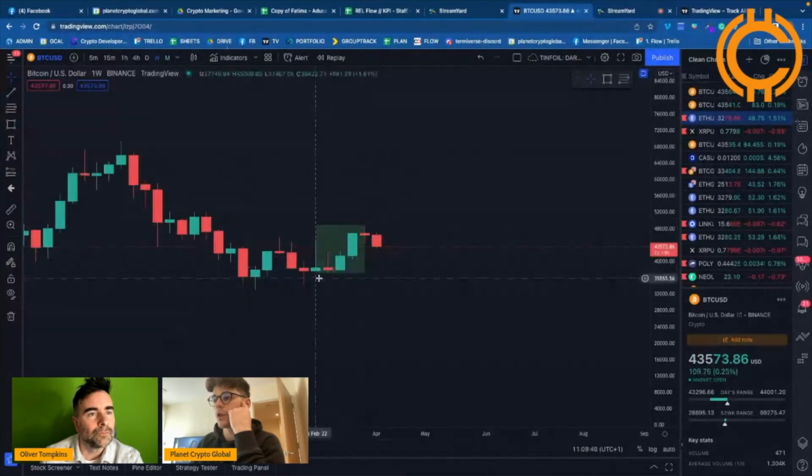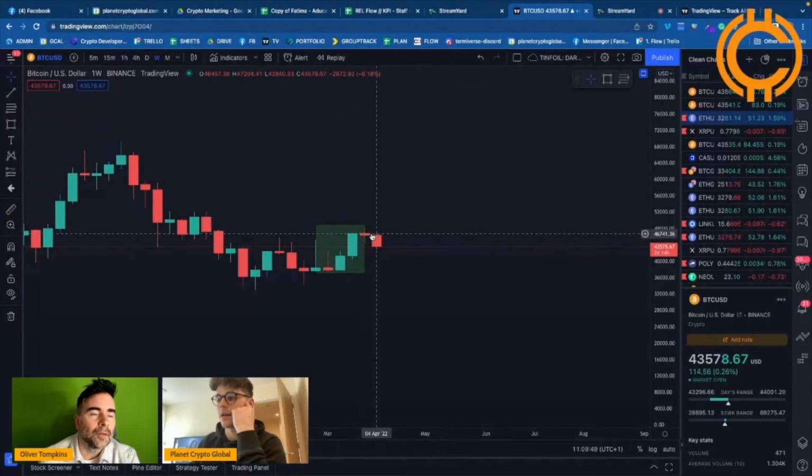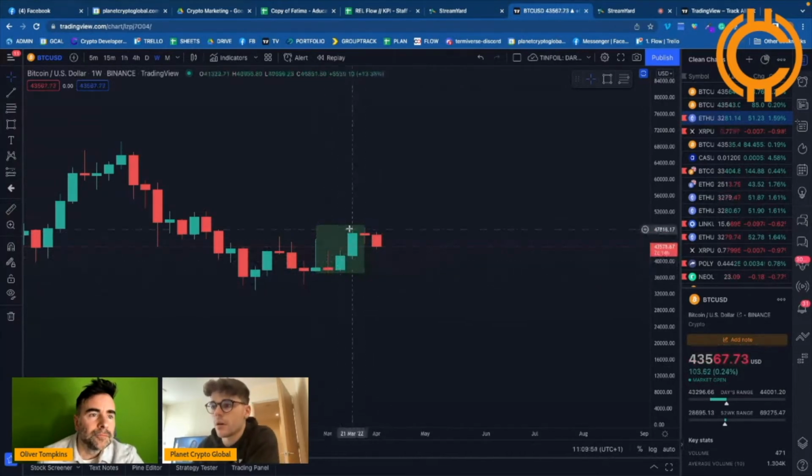But instead, we've got 1, 2, 3, 4 weeks. You can see here, this was the 28th of February, so it was probably a couple of days after that. So it was the 1st of March, right the way through to the end of March, okay? Yeah. And each one of these candles represents a week's worth of data, okay?